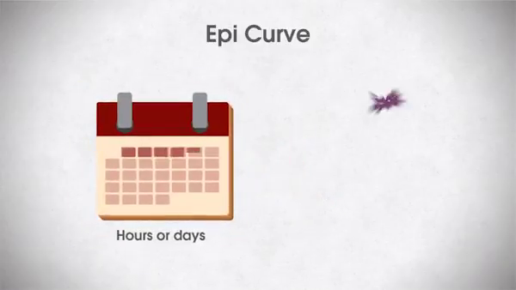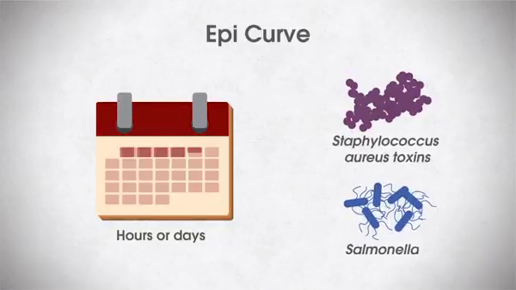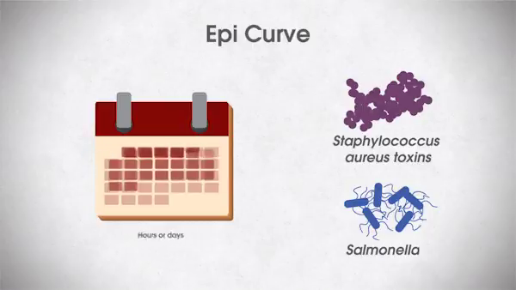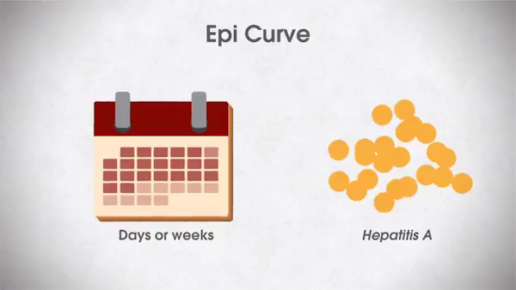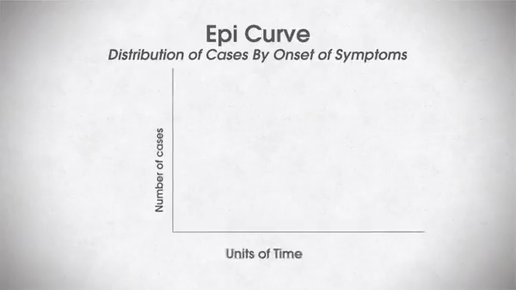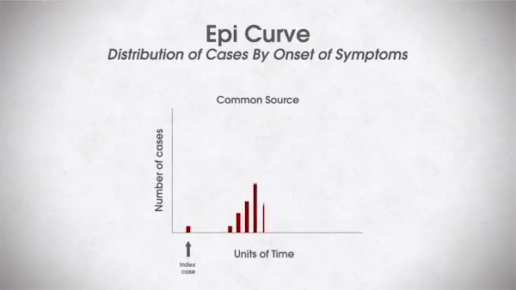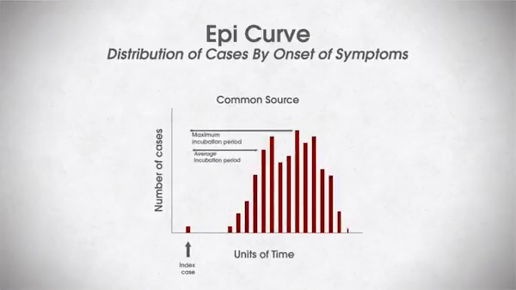For example, a scale of hours or days would be used for Staphylococcus aureus toxins or salmonellosis, but a scale of days or weeks would be used for hepatitis A, because there's more time between the exposure and onset of symptoms. The time between exposure and onset of symptoms is called the incubation period. The time interval should be on the x-axis.